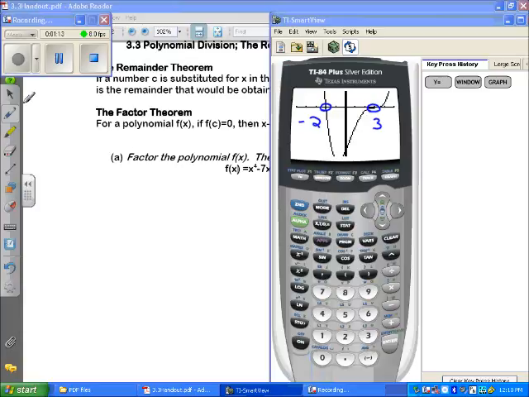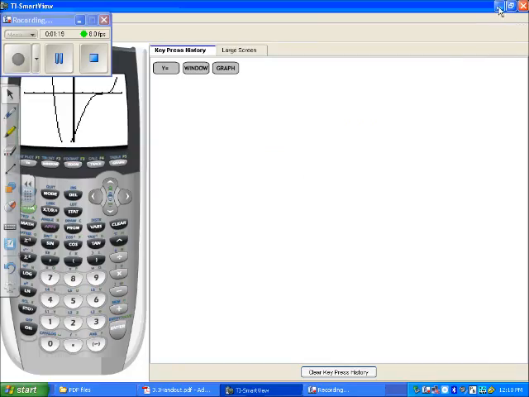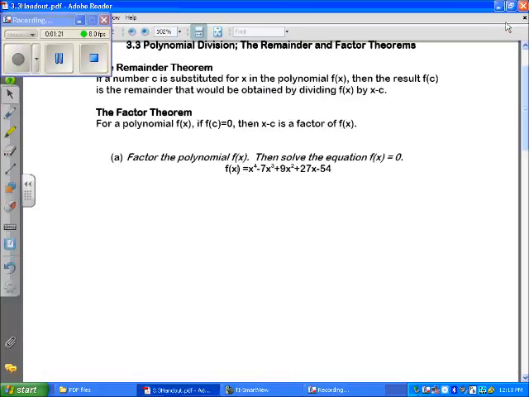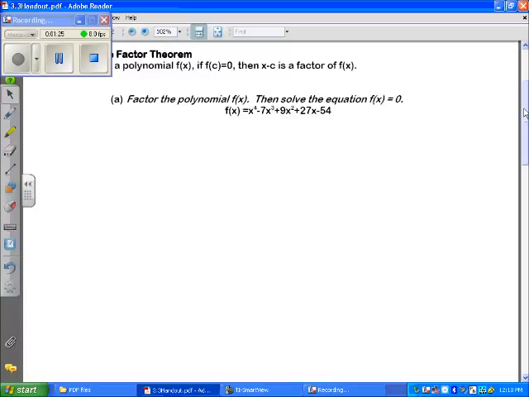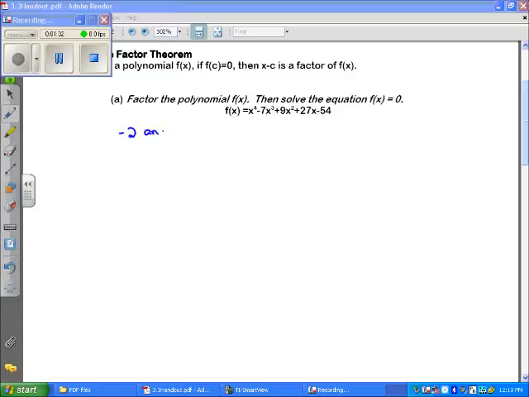Okay, so let me take this off now. Okay, oops. There we go. Okay, so by looking at our graph, we could tell already that -2 and 3 are zeros.